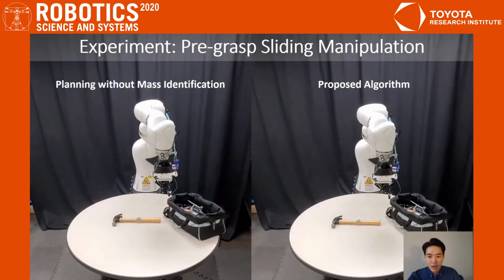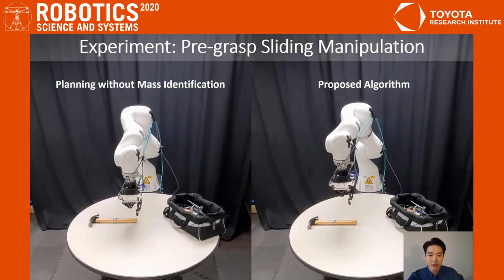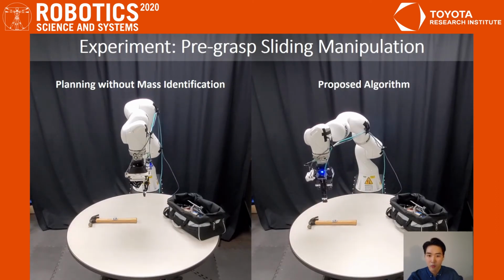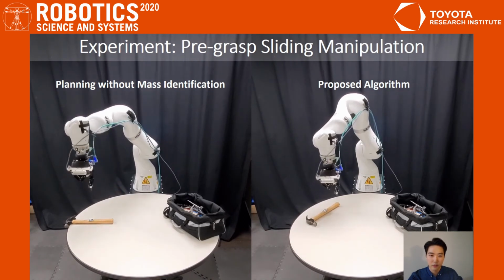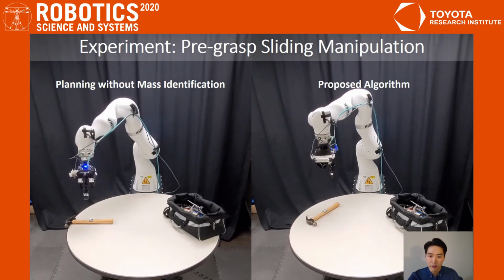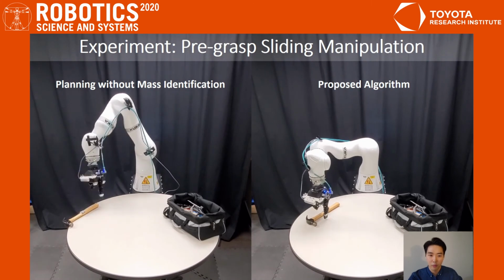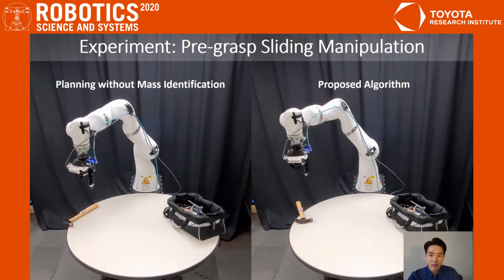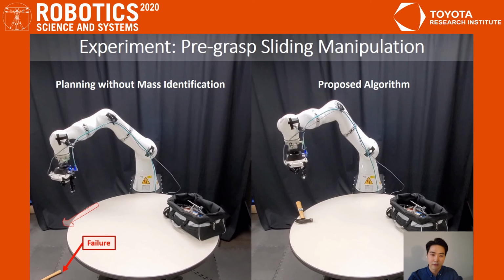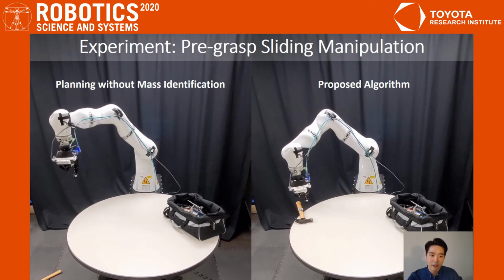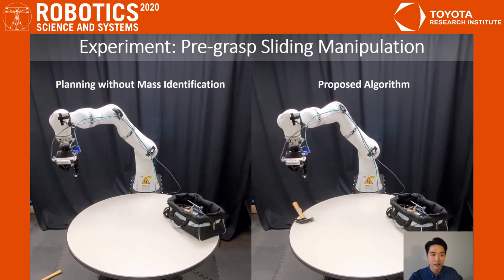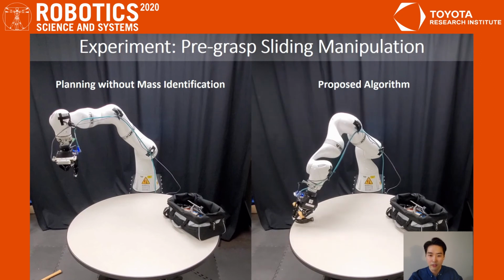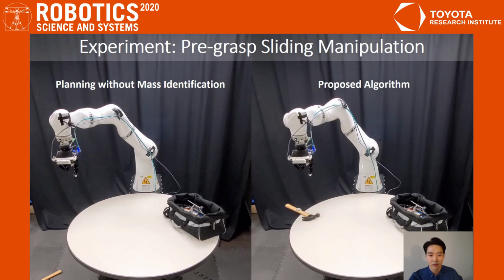Here's the pre-grasp sliding manipulation experiment. The left side is the one with uniform mass distribution of the hammer, and the right side is the one using our proposed method. All of this is done autonomously without any interference, in both identification of mass and friction, selecting the goal, planning, pushing, and grasping the object. All of these are done autonomously.